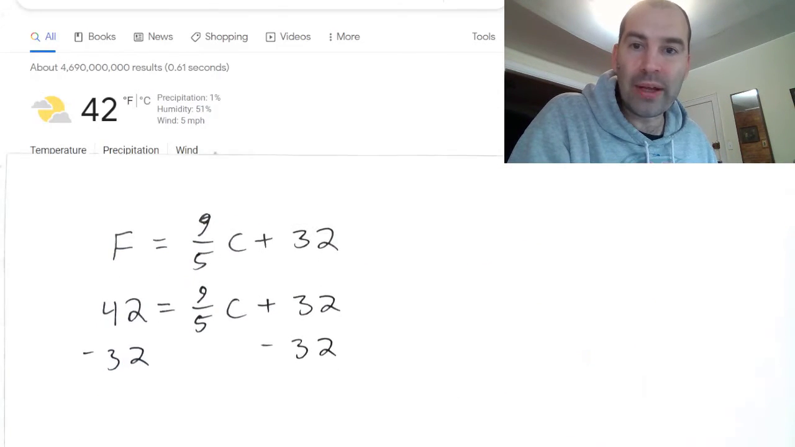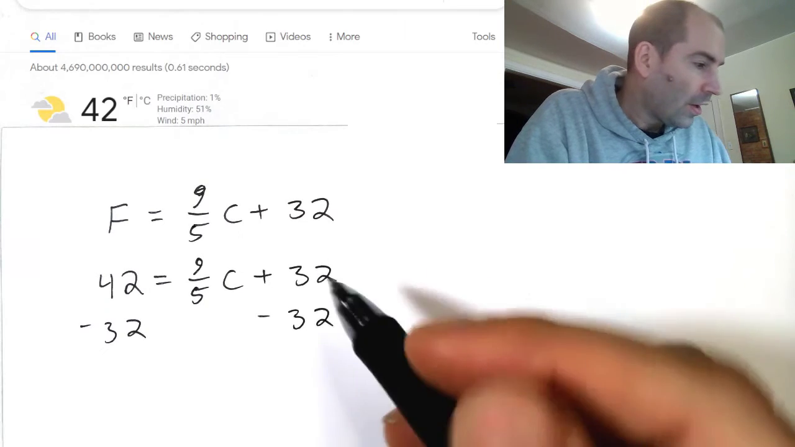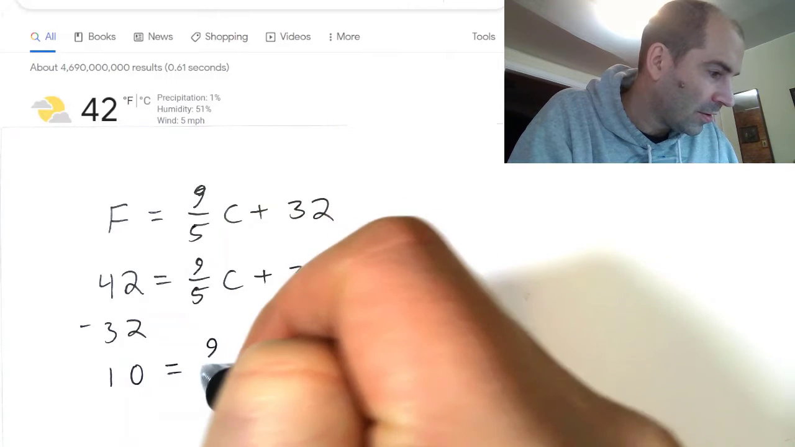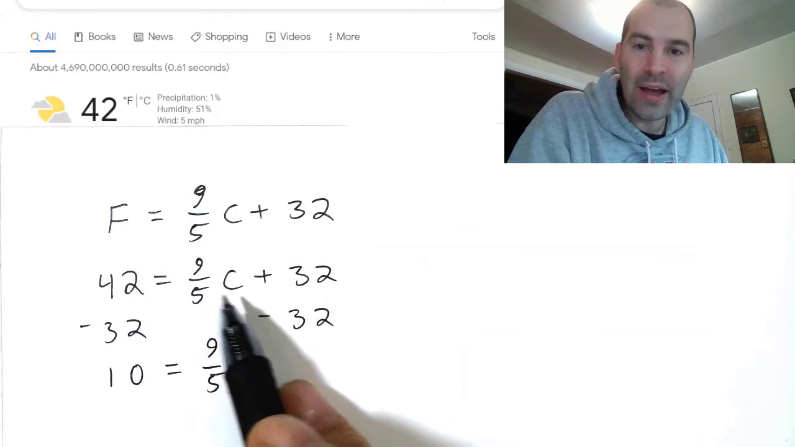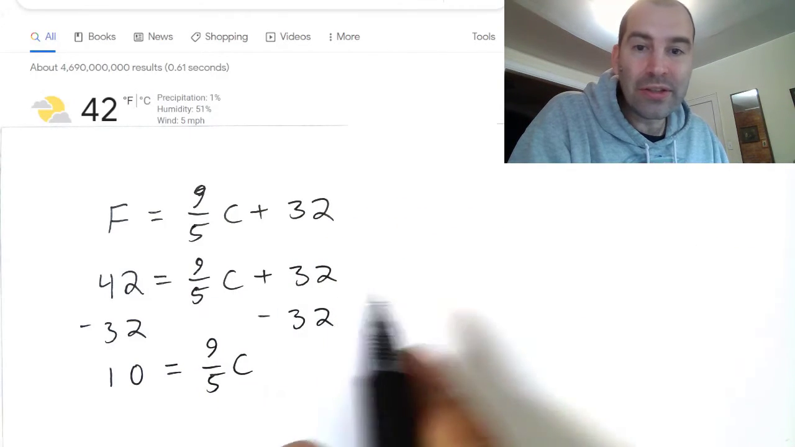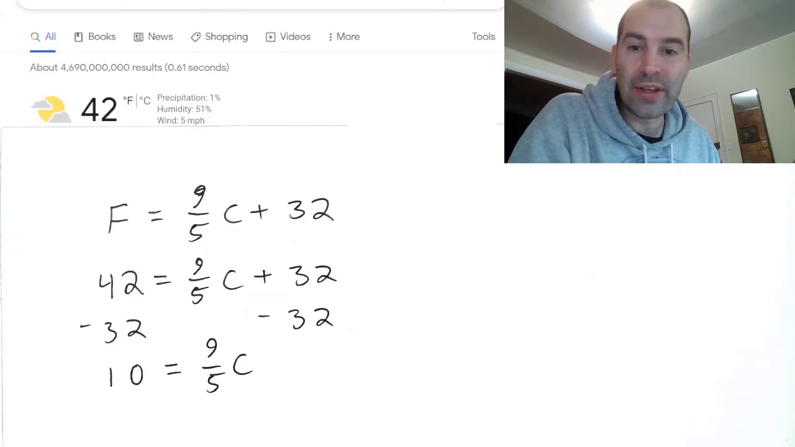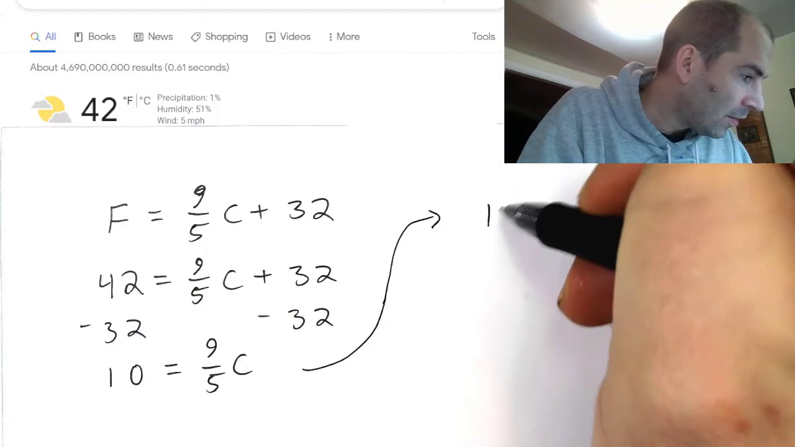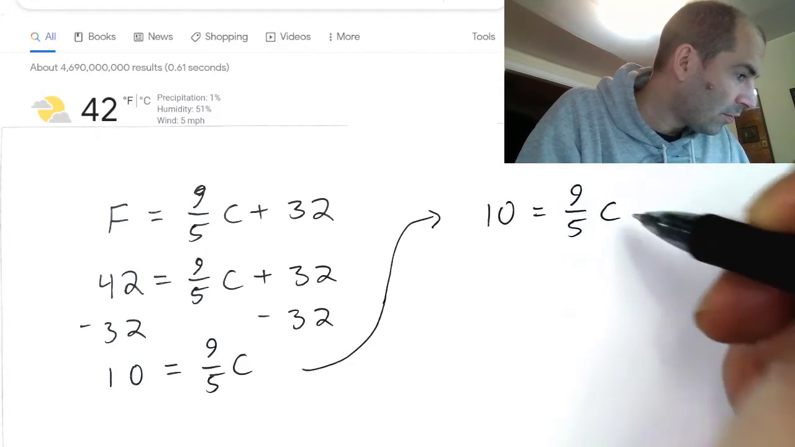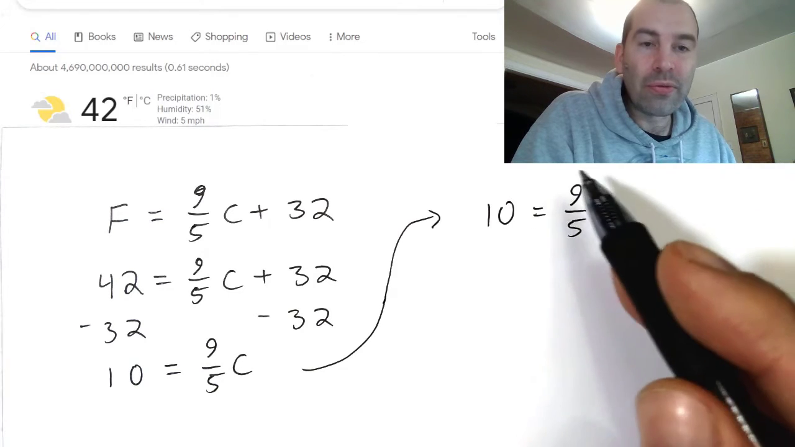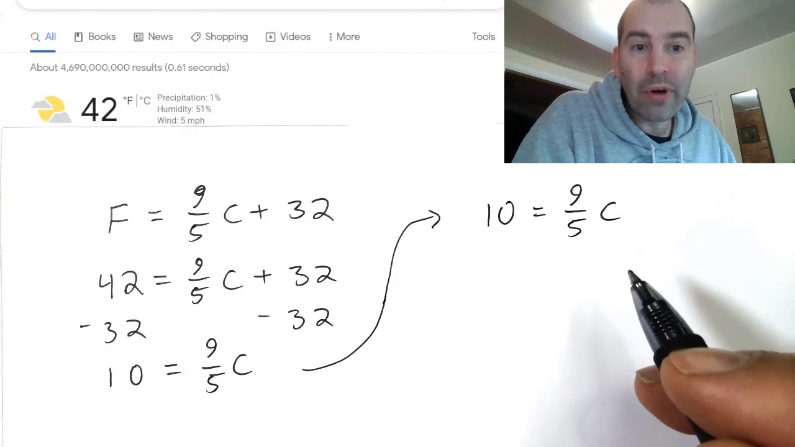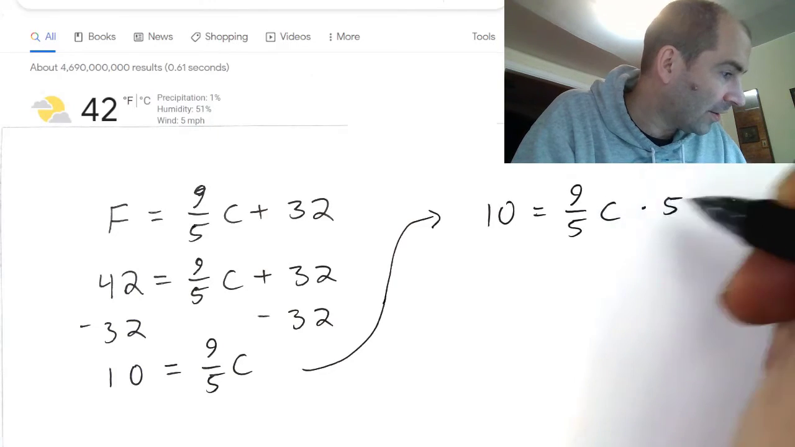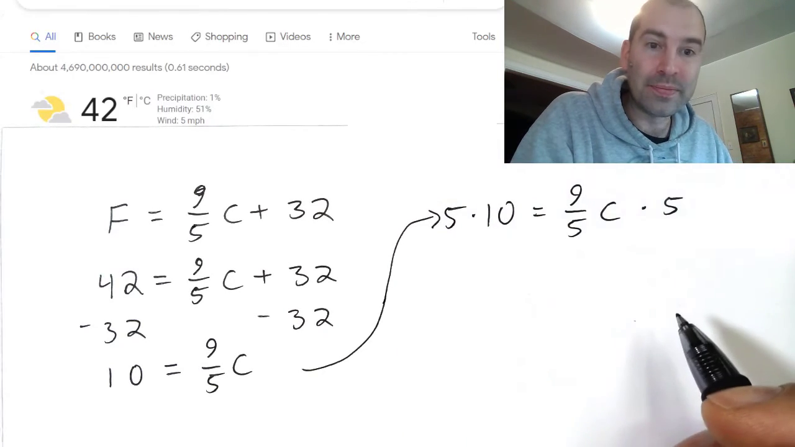Now, if I do that, what do I get? Well, on the left, 42 minus 32 is just 10. On the right, I have 9/5 C plus 32 minus 32. Those cancel each other out, so I just have this. Okay, let's take that over here. Now I want to get rid of this fraction over here. Well, if you want to get rid of a fraction, one thing you can do is to multiply by the denominator, right? So I'm going to multiply both sides by 5.